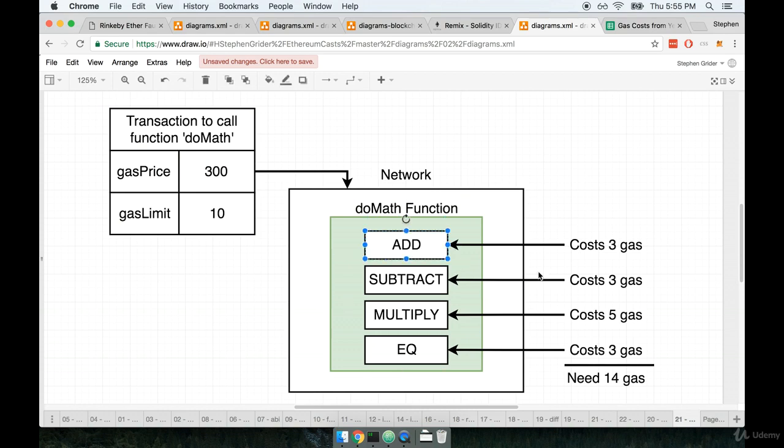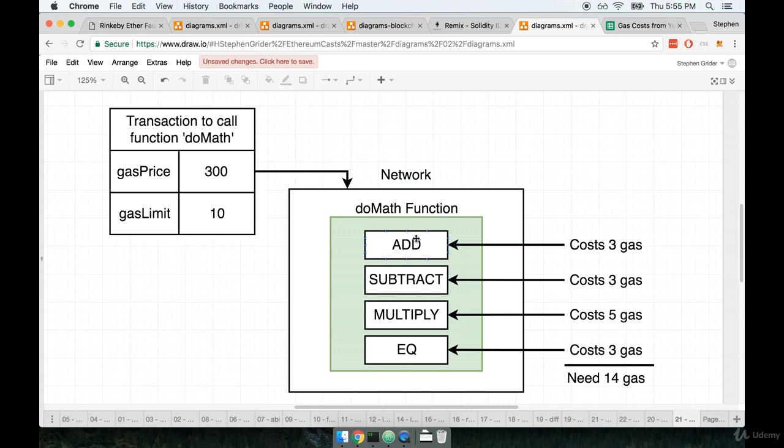First, we would run the addition function. Okay, that costs 3 gas. Then subtract. Okay, that's another 3. Multiply, that's 5. Equal two numbers, or equality of two numbers, excuse me, that's another 3. So in total, we would have needed 14 units of gas for that transaction. But we said that we were only willing to spend 10. So what happens in the case in which we say that we need some amount of gas, but we only allowed this amount right here?